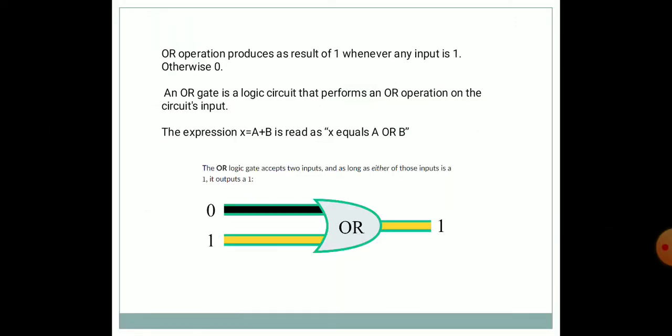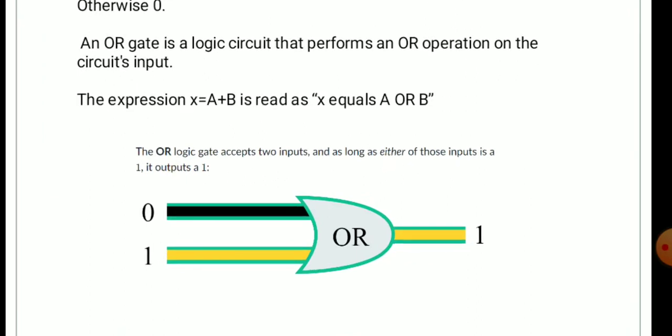So an OR operation produces a result of 1 whenever any input is 1. Otherwise, its output will be 0. An OR gate is a logic circuit that performs an OR operation on the circuit's input. The expression we use to represent OR is the plus symbol, that is x equal to A plus B, which is read as x equal to A or B.